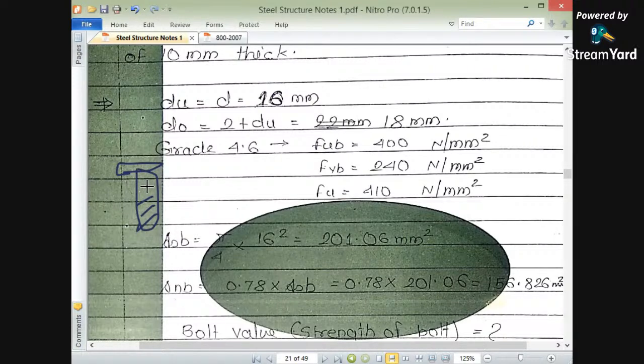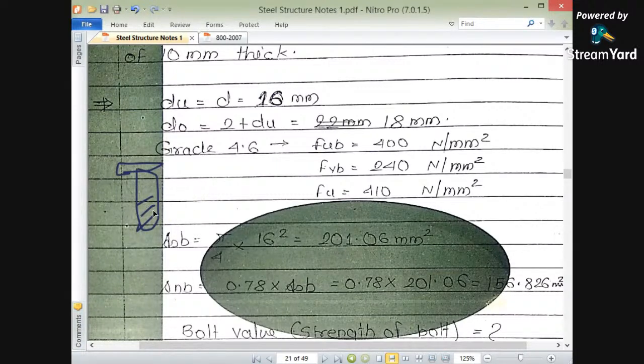Shank area is nothing but the plain area, that means the total area. So ASB is the area of the shank, that is pi by 4 d square, where the diameter of the bolt is 16, so pi by 4 times 16 square. It comes to be 201 for the shank area. That is the top area.